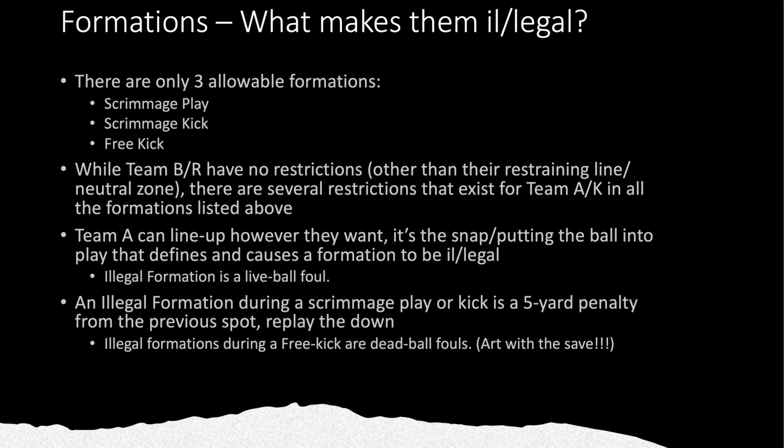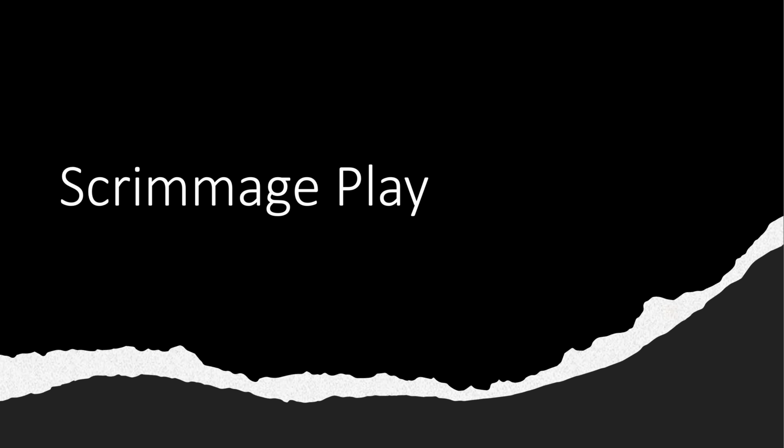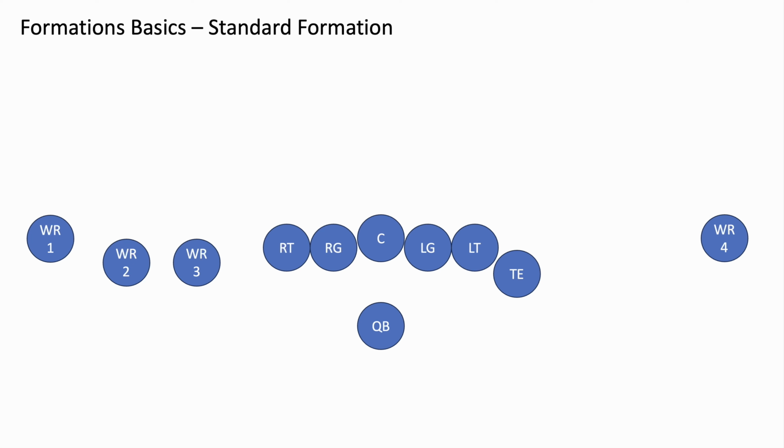the previous spot. So we'll get into it, but if you have 5 players in the backfield, for instance, this would be a live ball foul. You would let the play continue. Team B intercepts the ball, recovers a fumble, etc. They have the option to decline the foul and take the result of the play. So again, 5 yards from the previous spot, live ball foul during scrimmage plays or scrimmage kicks, dead ball foul during a free kick. So let's just quickly look at a couple of scrimmage plays.